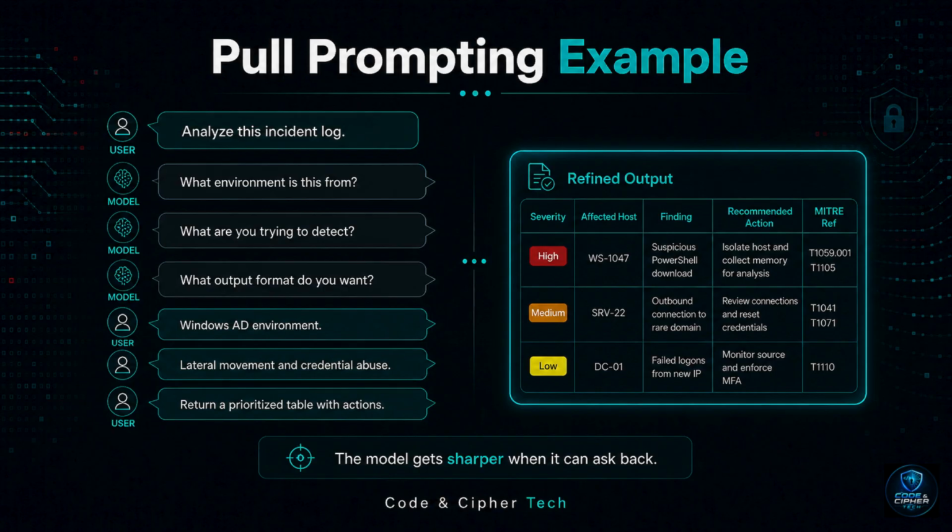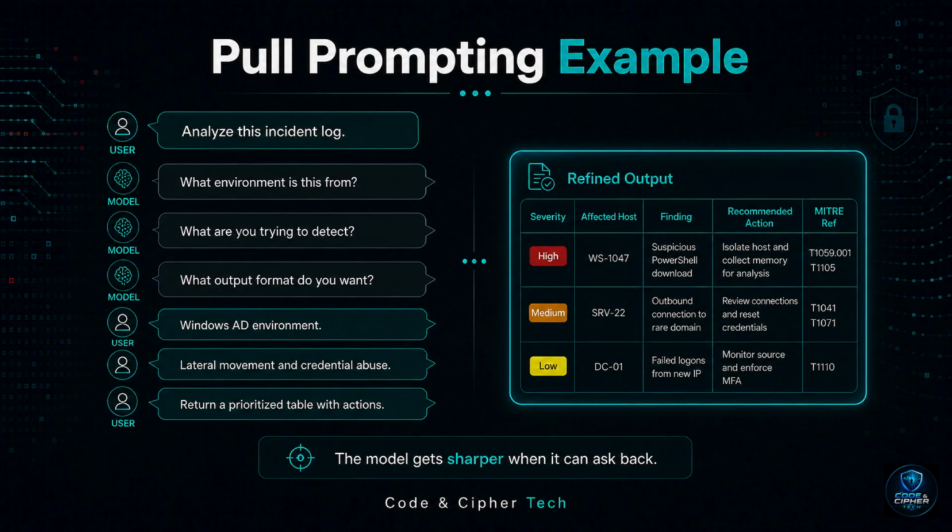With a pull prompt, for example, you'd say, "I need a threat hunting hypothesis for potential lateral movement in an Active Directory environment. Ask me every question you need before you begin." Now, the model drives the information gathering. It will ask about your environment, your baseline, or what suspicious looks like in your specific context.